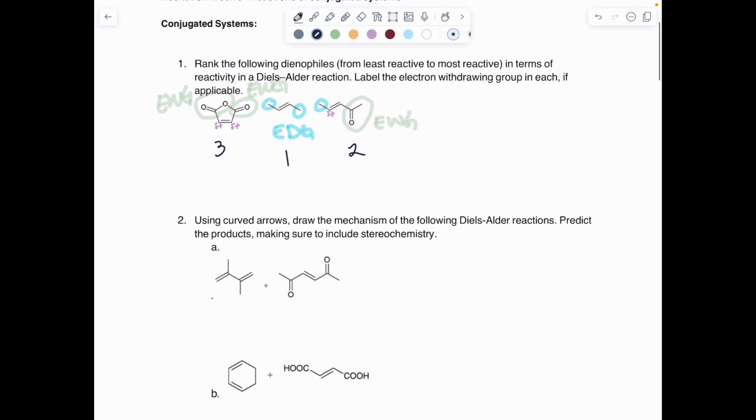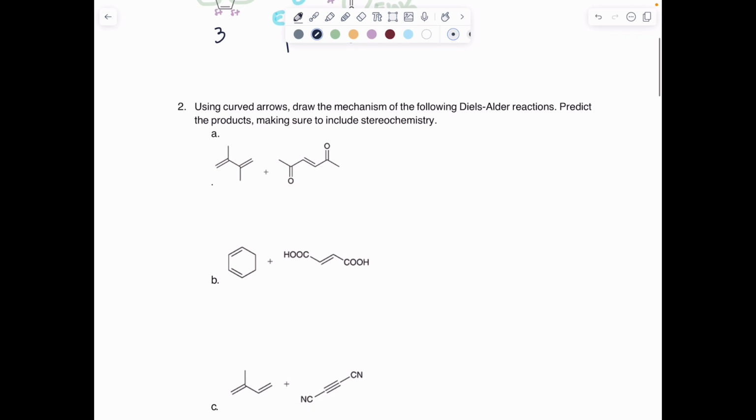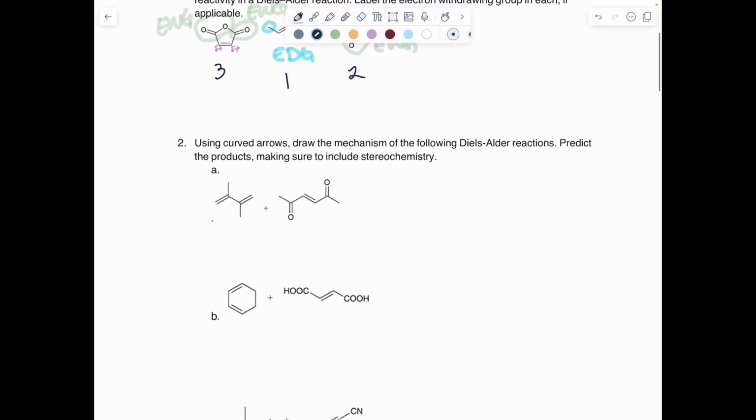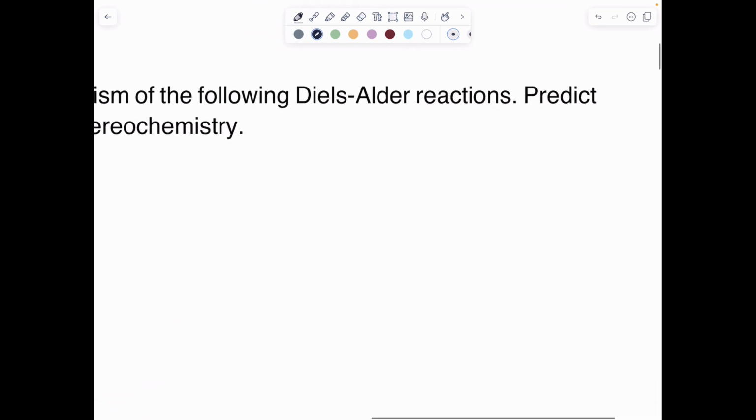All right, moving on to question 2. We're now asked to, using curved arrows, draw the mechanism for the following Diels-Alder reactions, and then predict the products. So I think it's helpful to just remind ourselves what the most basic Diels-Alder mechanism looks like. So I'm going to draw that up in this corner.